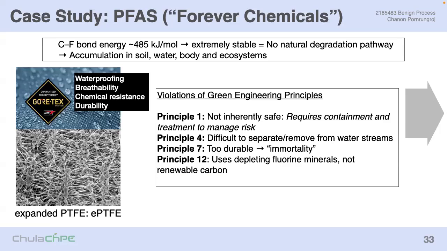What happened? It violated many, many principles, right? I will not go into the detail, but one thing is very clear: principle 7, too durable, and it's almost immortal, right? And PFAS, since it's a chemical bond, it's a molecule, right? Once it mixes into the water stream, it's impossible to separate. So at the end, eventually it will end up in the food, in the fish, in the animal, and at the end it will end up in our body. So that's a principle for separation or removal. It's pretty difficult.